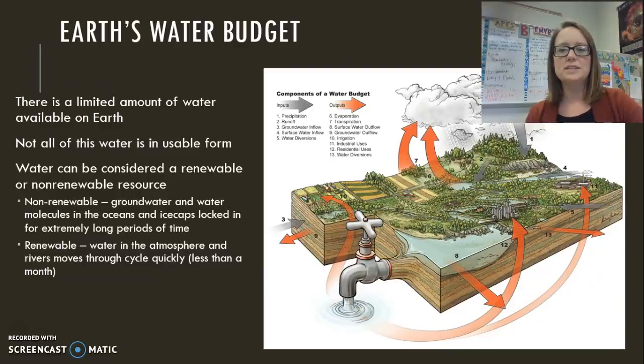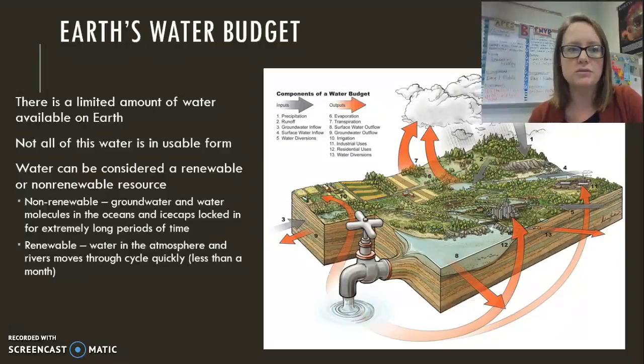The water budget deals with the amount of water we have available to use on Earth. So if you look at this diagram, inputs into the water budget would be precipitation, runoff, groundwater inflow, surface water inflow, and water diversions, which is like taking a river and diverting it or building a dam on it to provide a water source. Outputs would be any way that we lose water as an available resource. So evaporation, transpiration, surface water and groundwater outflow, irrigation, using it for industry or residential uses, and water diversions.